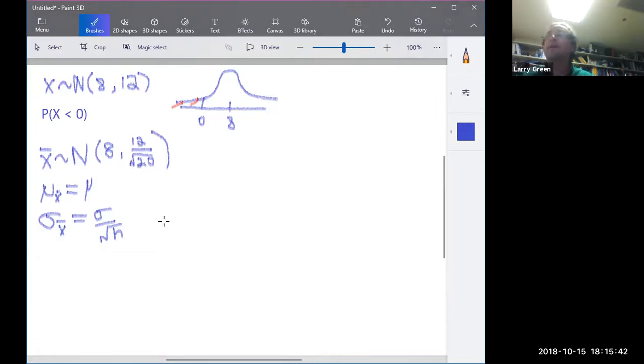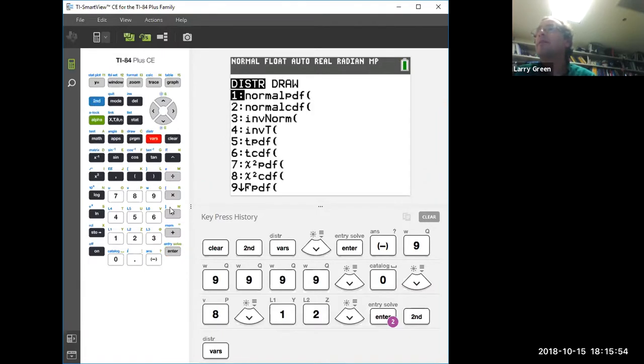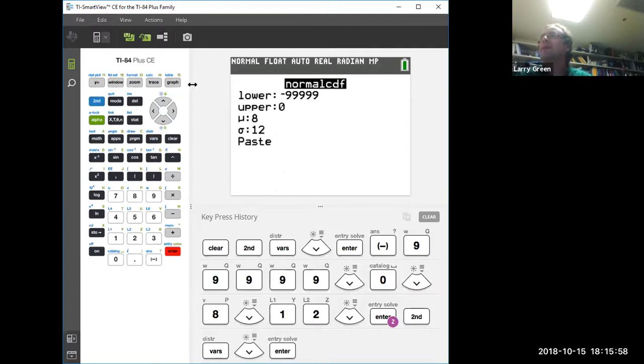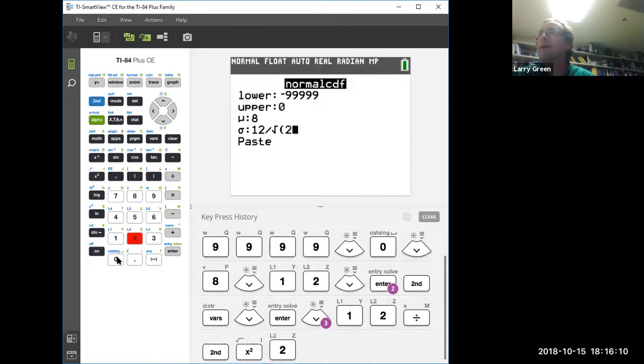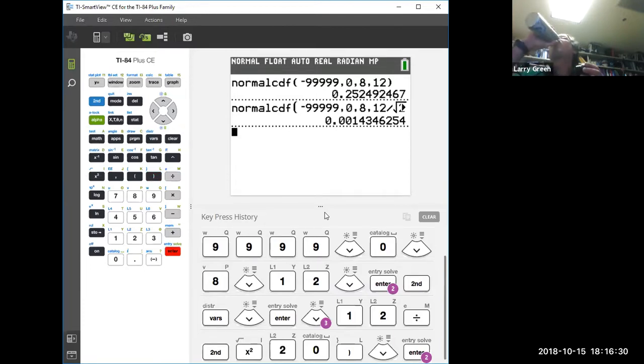Okay, our picture is going to look similar, except our calculations will be different. So let me do a calculation. I'm going to go second distribution, normal CDF. Same lower, same upper, same mean. But now my standard deviation is no longer 12. It's 12 divided by the square root of 20. Any questions so far? And then I pop it in. And look at the difference. Do you think it's worth the risk now? Yes. Now we're looking at 1 in 1,000 chances of losing money.